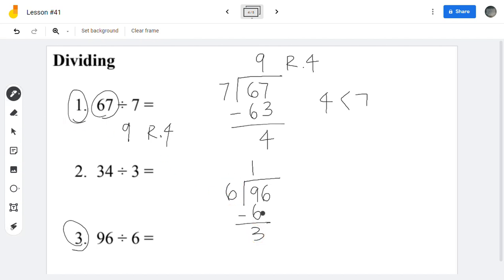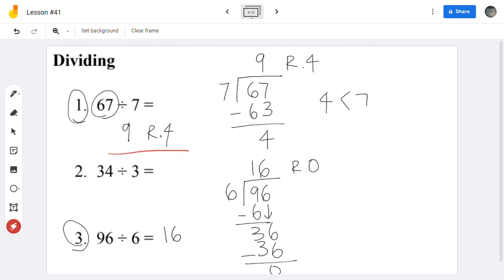Now I'm going to bring the 6 down. 6 goes into 36 perfectly, 6 times, because you will be left with 0 as your remainder. So number 3, your answer is just 16. So some of your answers will end up with a remainder like number 1. Some of your answers will not, depending on if it's divided perfectly or not.